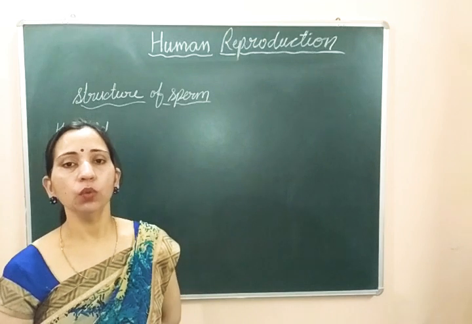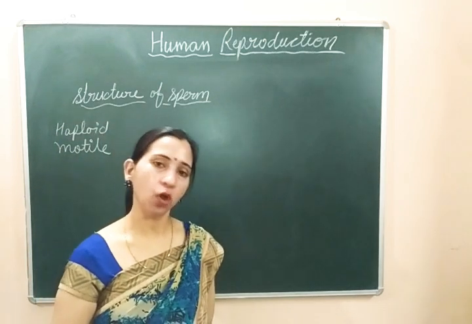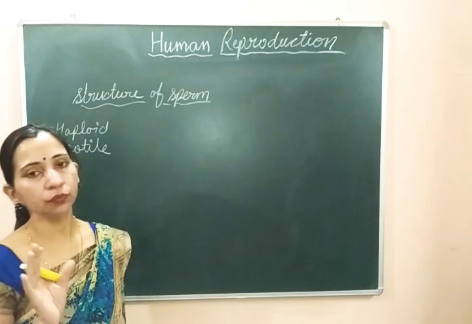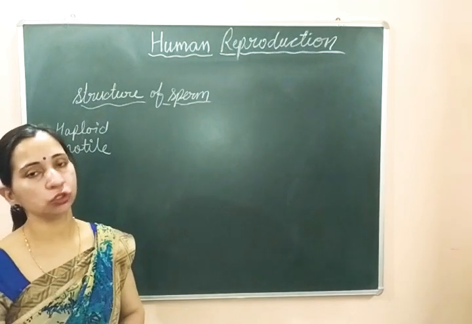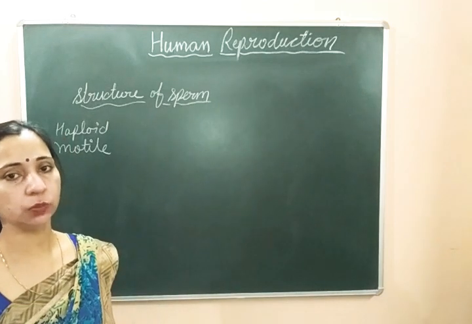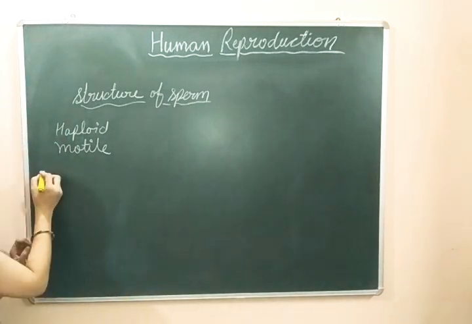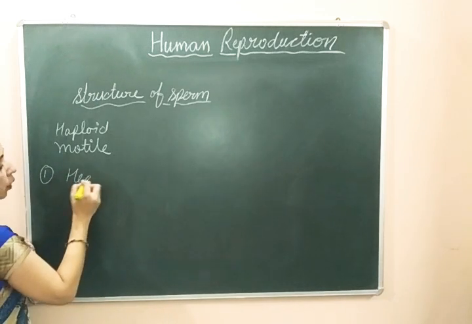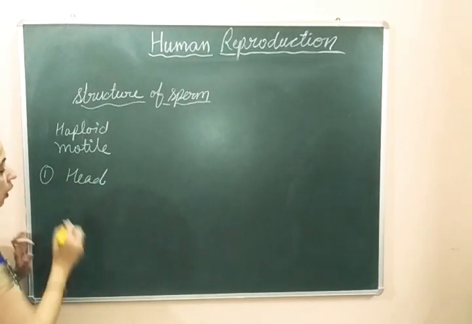Okay, now let's see how the structure of the sperm is formed. The sperm is formed from four parts. Here we will divide the complete structure of the sperm into four important parts. By the combination of these parts, the complete structure is formed. The first part of the structure of the sperm is its head part.